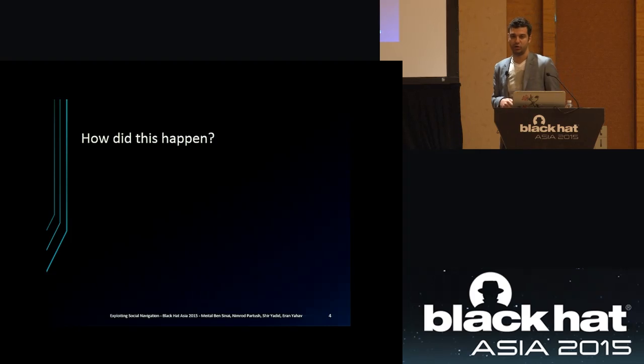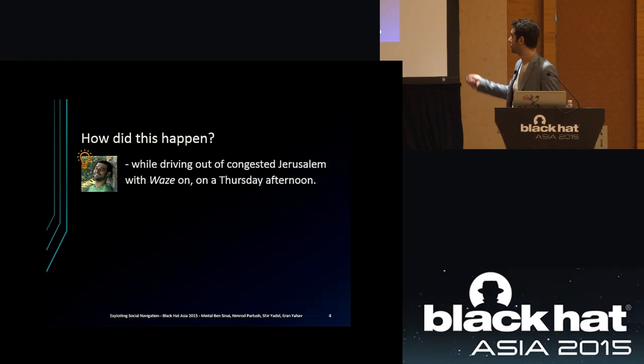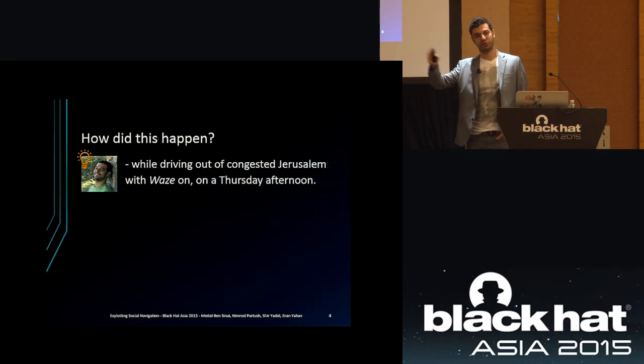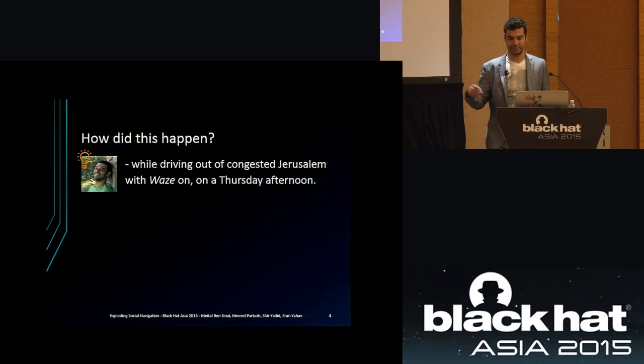So here's a little origin story for you. So that's me. I'm a graduate student at my school. So I had this idea while I was driving out of congested Jerusalem with Waze on a Thursday afternoon. And I was thinking to myself, well, if I could make Waze think that there's a traffic jam in my route, then it would send all the other people on other routes, right? And I'll have the road for myself, and it would be great. Because in Israel, everyone uses Waze. So I thought about it.